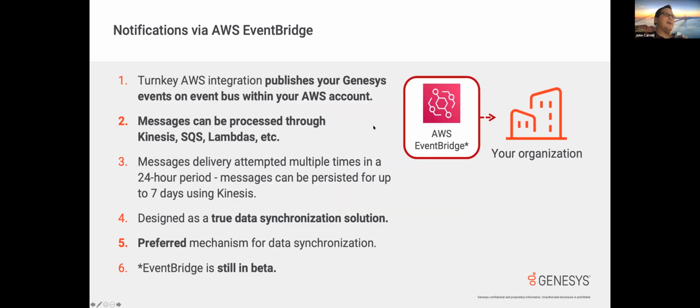One of the nice things about AWS EventBridge, unlike the WebSockets approach, is that Genesys Cloud will attempt to publish to your EventBridge multiple times within a 24-hour period. Right now, if your WebSocket is down and we publish messages, they're gone. When the WebSocket connection is back, you have to grab data using the REST APIs for that small period of time that you were down. With EventBridge, Genesys Cloud will retry multiple times if it can't talk to EventBridge, and then you can rely on AWS's own mechanisms to store that data for up to 7 days to be processed.